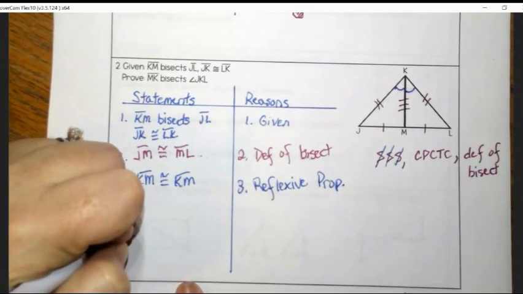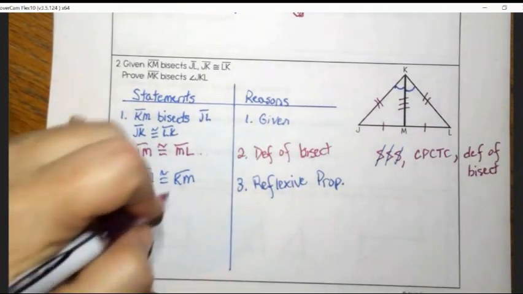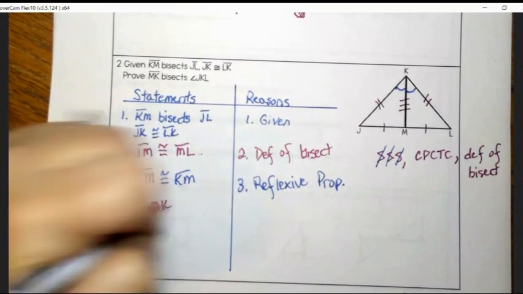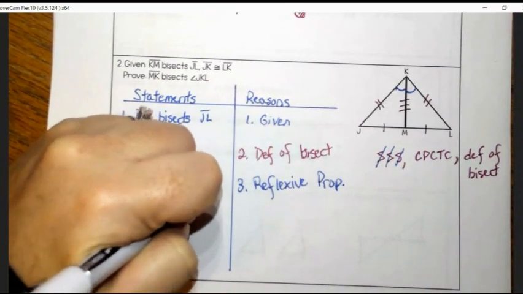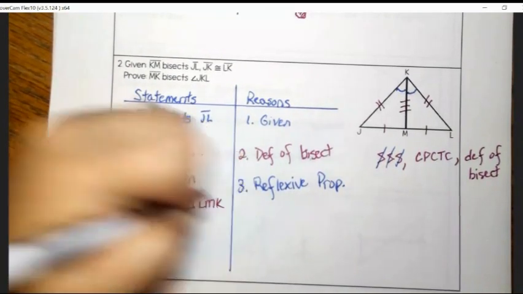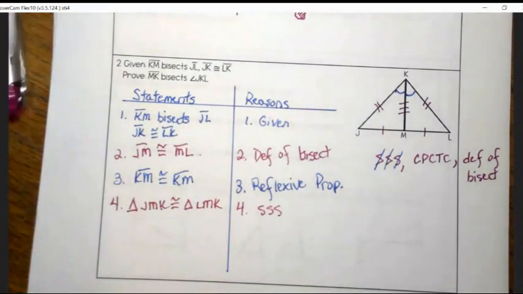So triangle, and you can name these however you want. Just make sure that the corresponding parts line up. So I'm going to say JMK is congruent to triangle LMK. The reason is side, side, side.